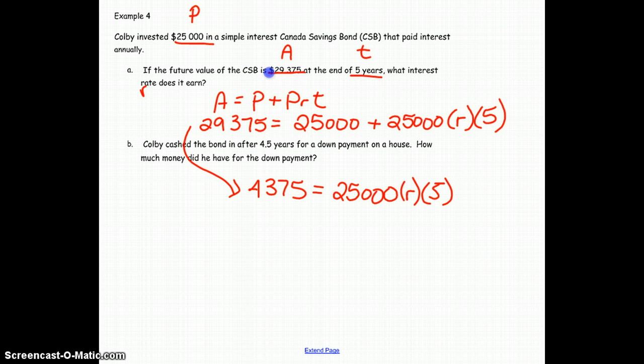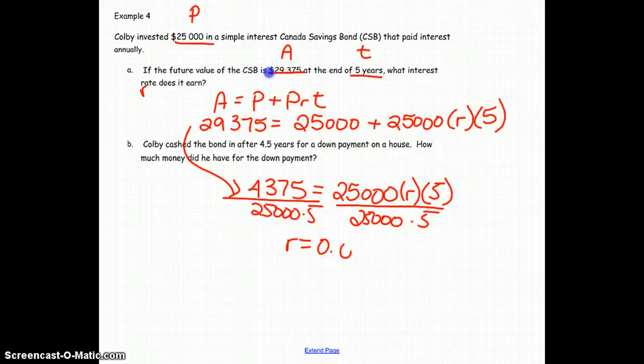So now what's our next step? Multiply 25,000 times 5, and we're going to divide that to the other side. So we're going to divide by 25,000 times 5. And you should get then an interest rate of 0.035, which is 3.5%.